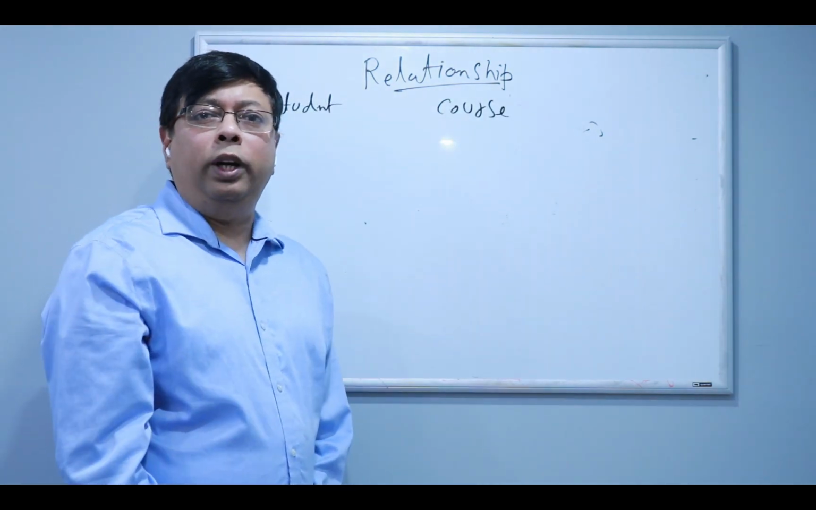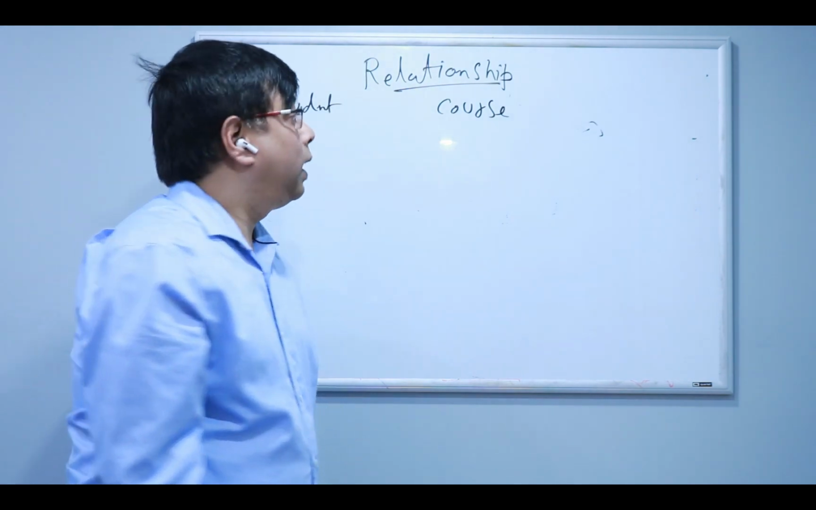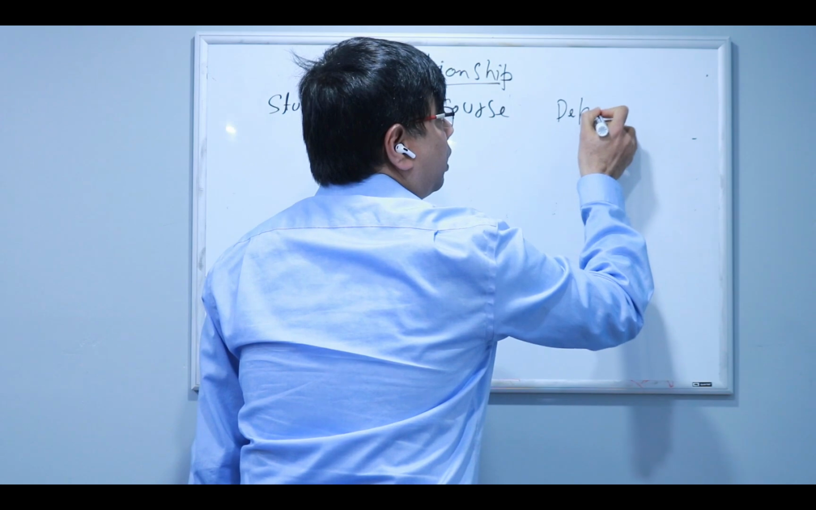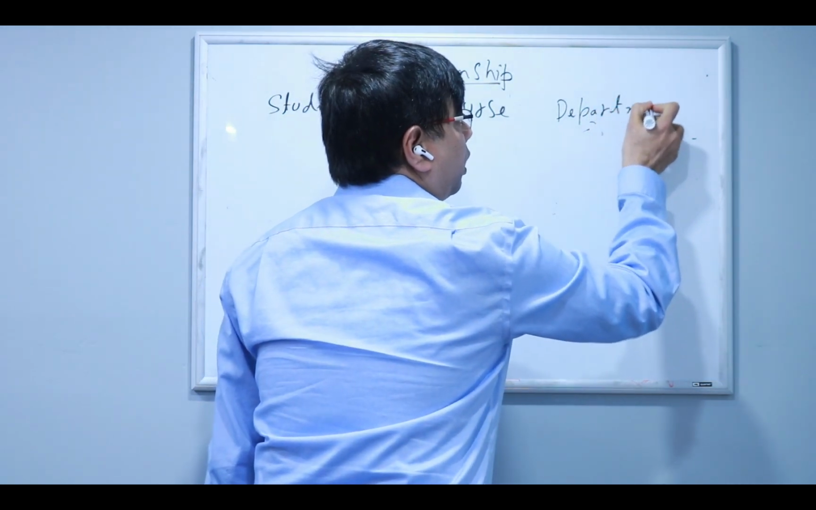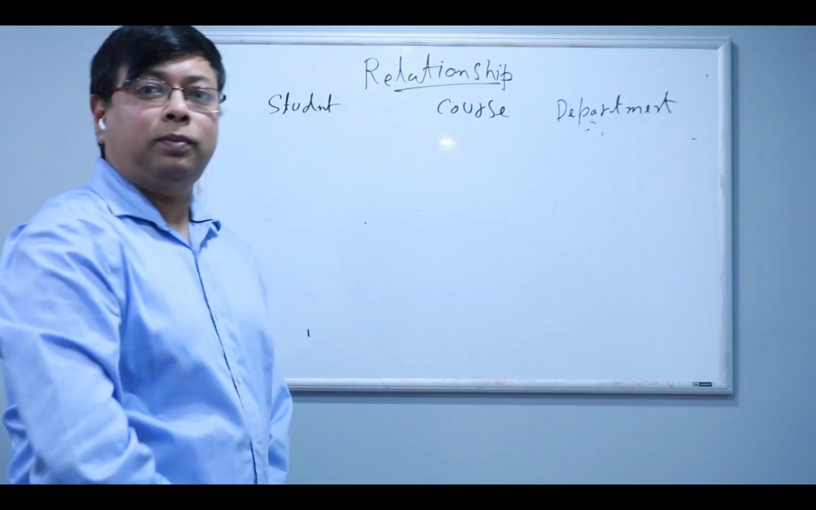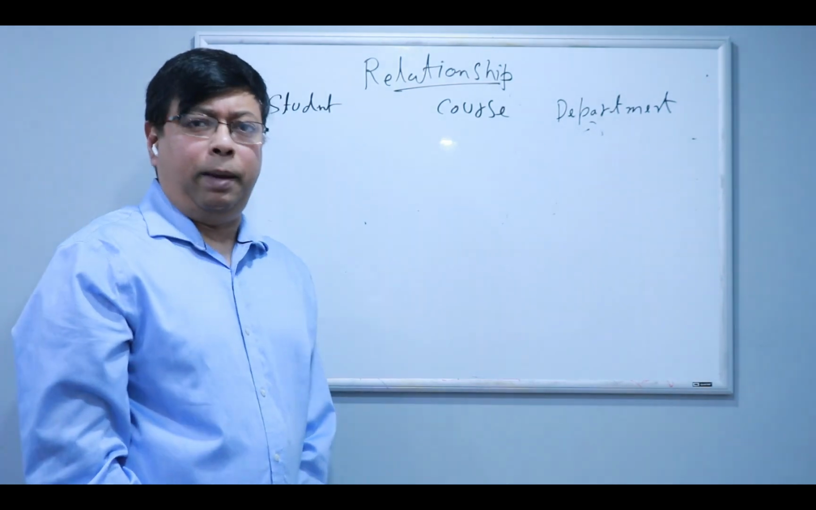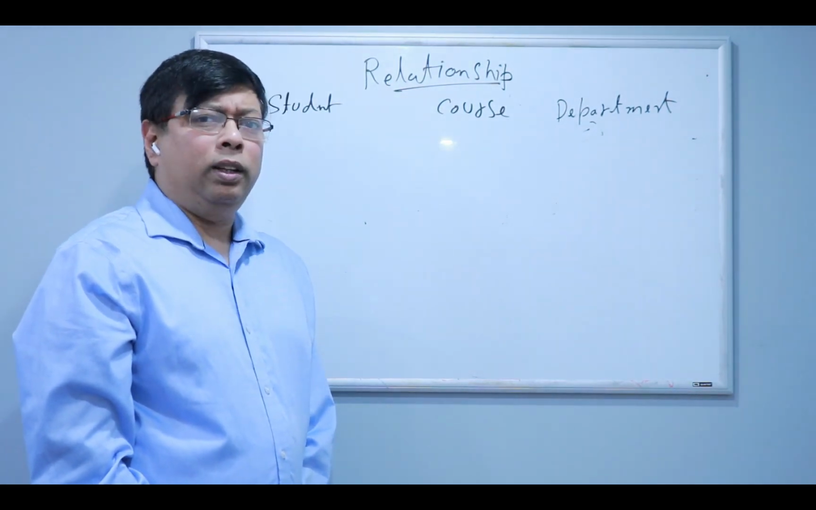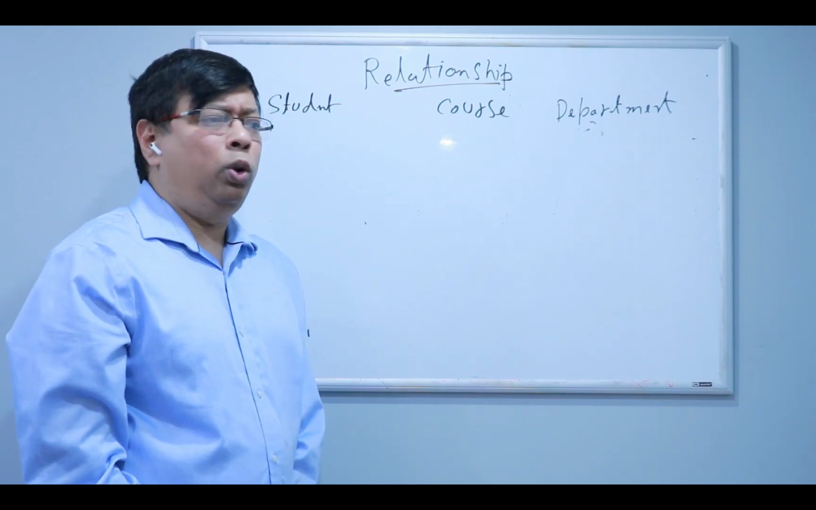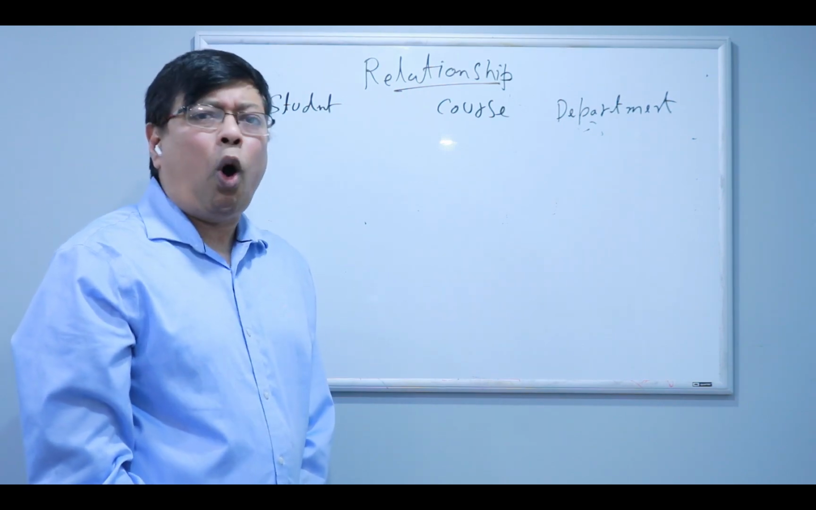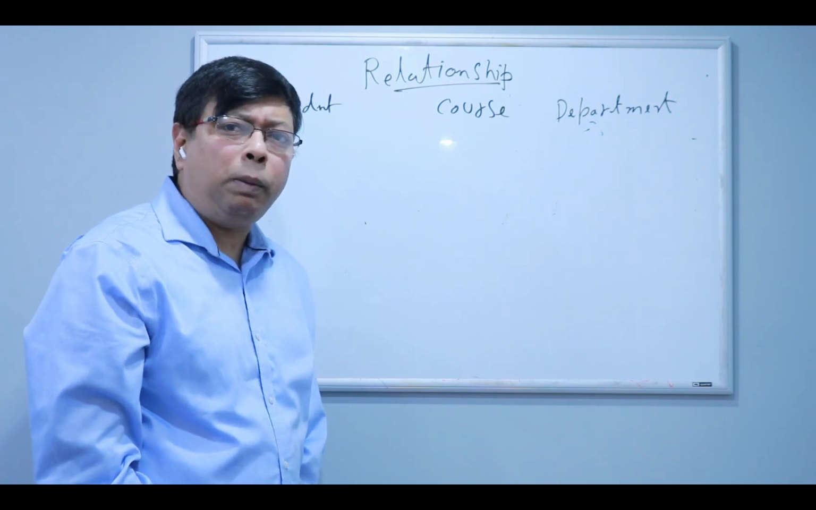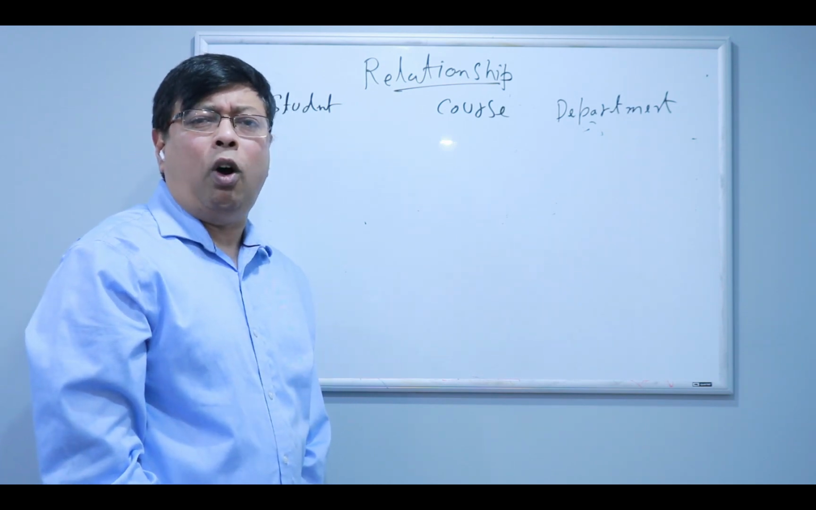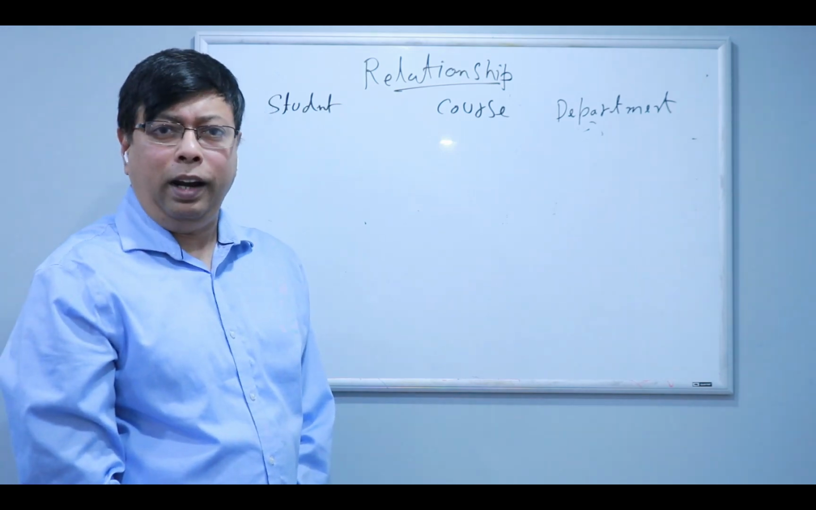Now let's see, the student studies in some department. So I have one more table called department. Now, why did I use these tables? They have a special meaning. Now think about it. A student can belong to engineering department, or can belong to science department, or can belong to arts department. A student cannot belong to more than one department, right?